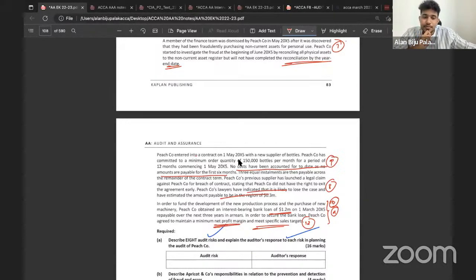Clear? Is that clear, everyone? Yes, sir. Okay. And sometimes you might also be getting questions to calculate the ratios.